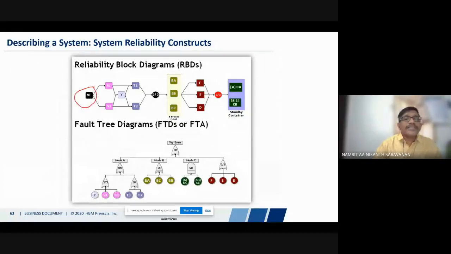So they try to see, for the system function, is this component required? Is this component required? Is this component required? So it shows how they are connected reliability-wise. From a reliability point of view, we talk about the success path. From the fault tree point of view, this is the reverse of that. Fault tree is mostly used for finding failures.